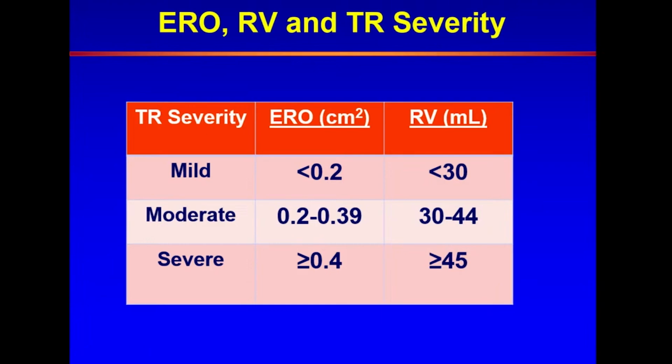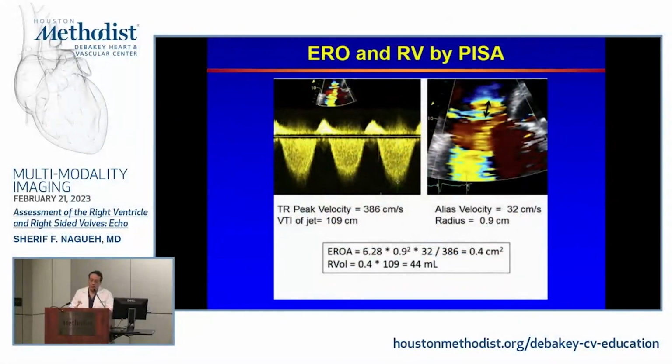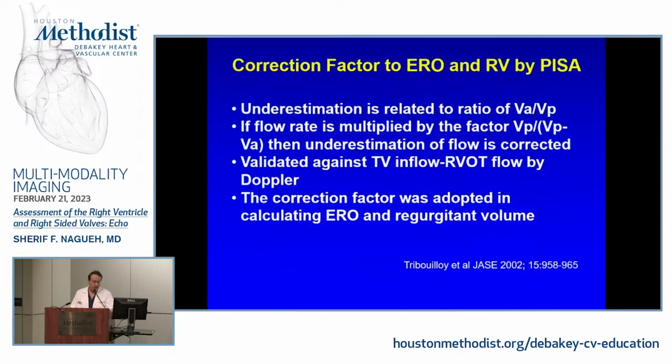So I'm bringing this up to say we want to sort of look at many things. It is not just numbers, because numbers have their limitations. That's an actual example of how the ERO and the regurgitant volume is calculated. So we have a radius of 0.9, an aliasing velocity of 32, and a peak velocity by continuous wave Doppler of 386. You plug it, that's a large ERO, and if you multiply that by the time velocity integral of the tricuspid regurg, you have the severe TR situation.